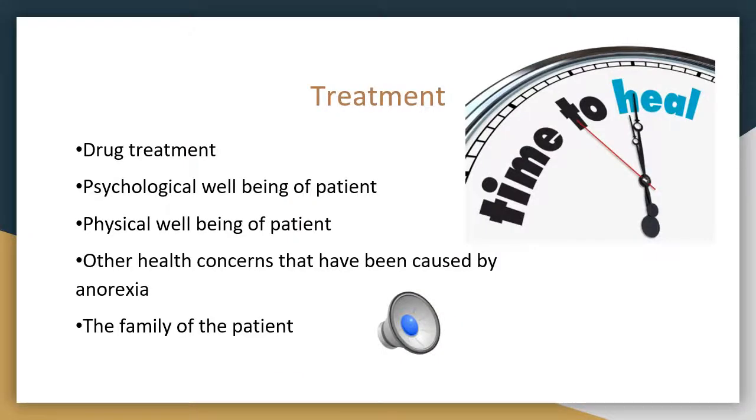Okay, now we're going to talk about the treatment of anorexia nervosa. From what I saw in my research and in the book, there has been no effective drug treatment to help with anorexia. Sure, they use drugs to treat other things that come with anorexia, such as depression, or if there's some kind of heart or thyroid problem that's caused by anorexia. But as for anorexia itself, there's no drug treatment.